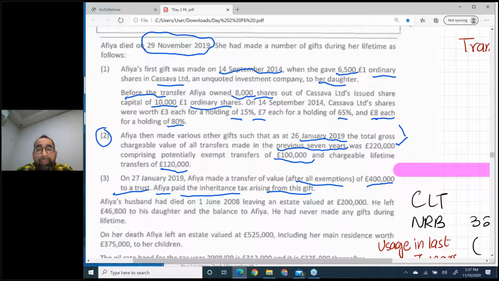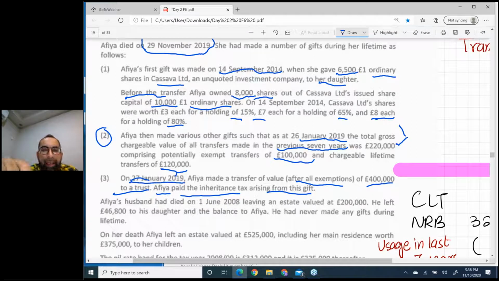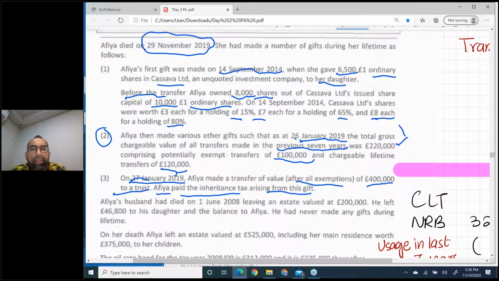But my dear students, look at this date. This is 27 January 2019, and this is 26 January 2019. So they have clearly said that in the last 7 years there is one CLT of 120,000. So that CLT must have consumed your NRB. So for the NRB deduction, you have to deduct 120,000. Don't forget.